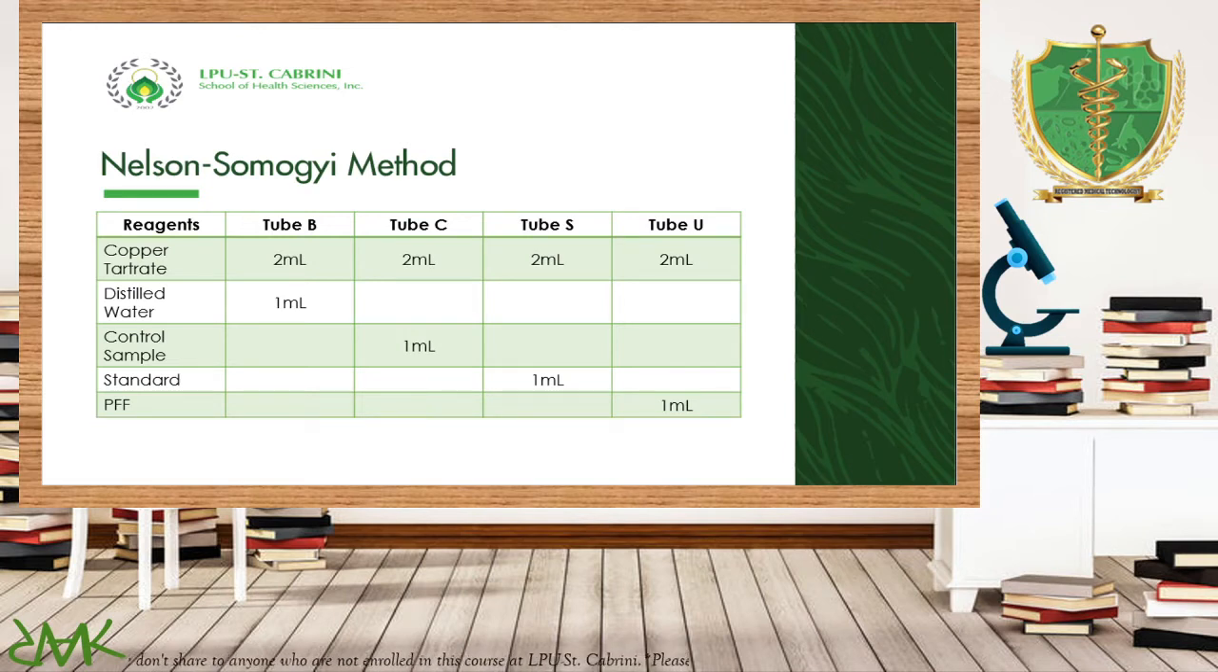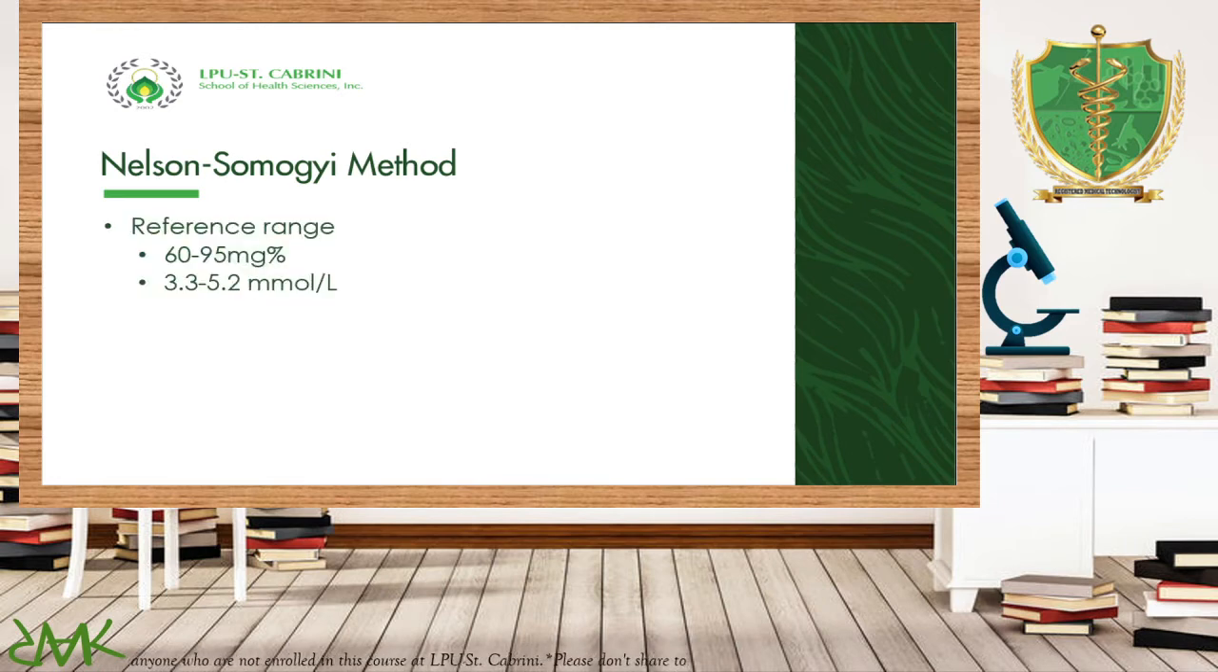After adding water up to its mark line, we're going to transfer it into a cuvette, and then we are going to read its absorbance at 520 nanometers. Okay, so take note again, for Folin-Wu the absorbance is 420, and for our Nelson-Somogyi, the absorbance is 520 nanometers. Now, next in line is the reference range for our Nelson-Somogyi method.